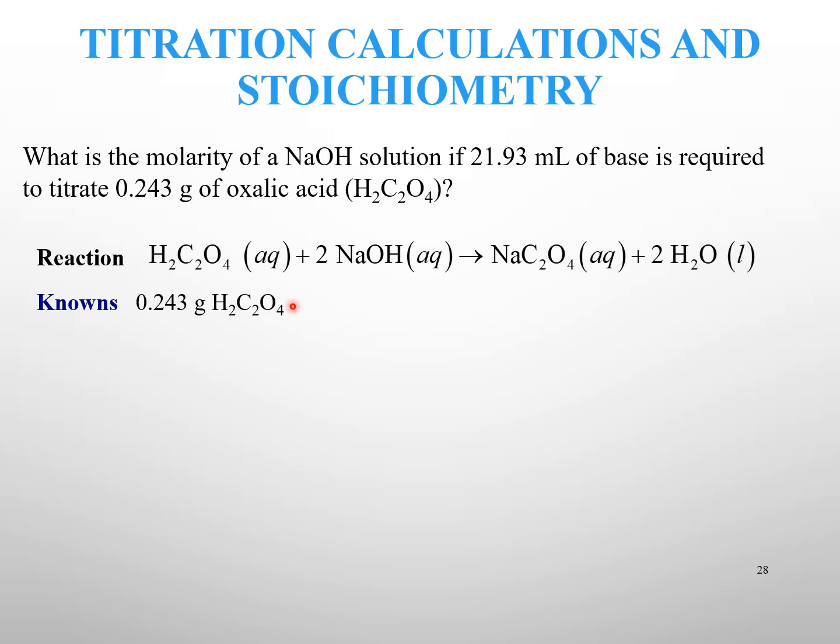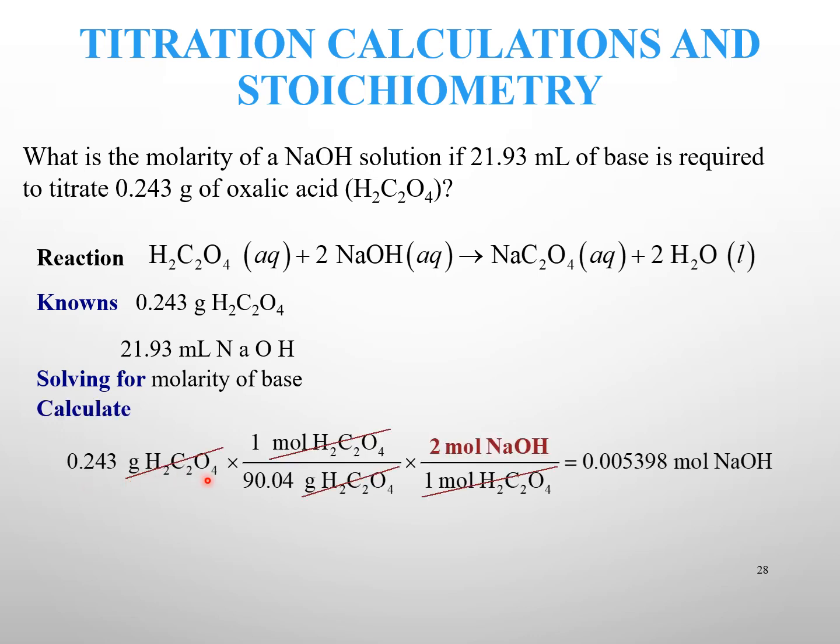Okay, so we know that you have a certain amount of grams of oxalic acid. We will use molar mass to turn to moles. Once you get the moles of oxalic acid, with a 1 to 2 mole ratio, you can get moles of sodium hydroxide, and then you divide by the volume of sodium hydroxide in liters. That will give you the molarity of sodium hydroxide. So let's go ahead and do that.